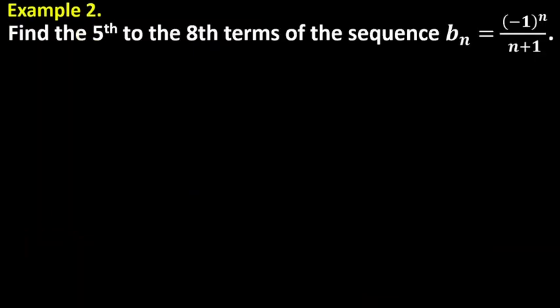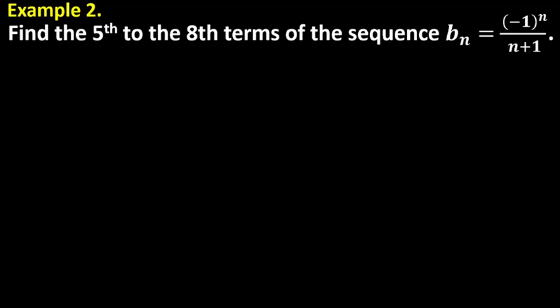Next example. Example number 2. Find the fifth to the eighth terms of the sequence b sub n is equal to (-1)^n over n plus 1. Ayan, medyo may naging komplikado na ng konti. Pero again, ulitin ko, this is a sequence. So, ang pinaka-goal mo ay hanapin yung pattern. Kasi pag may pattern ka na, alam mo na kahit hindi mo isolve.